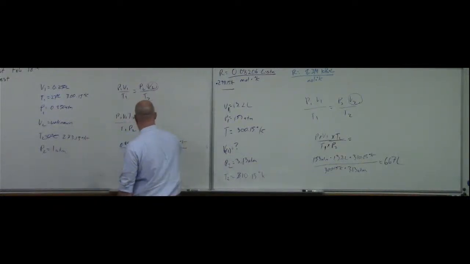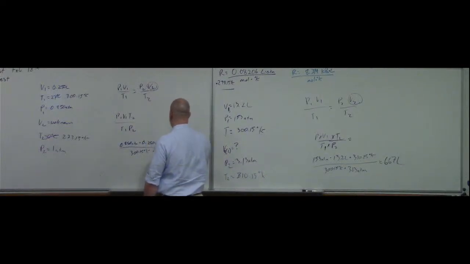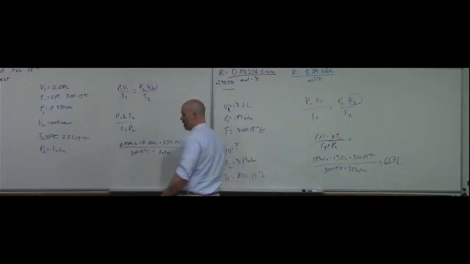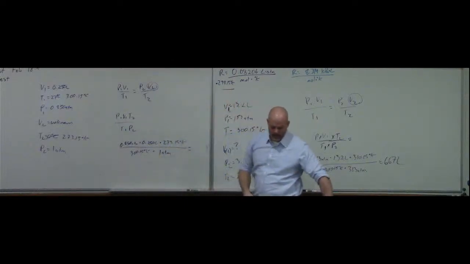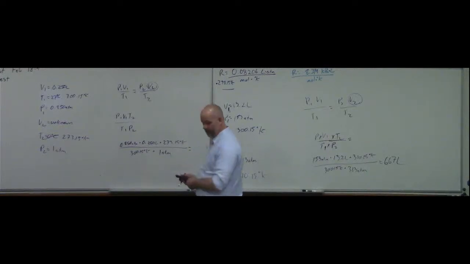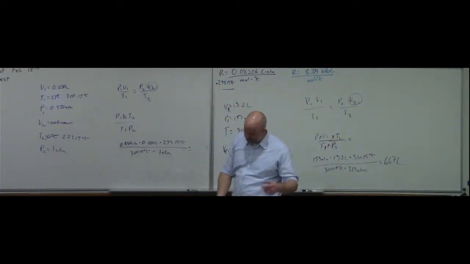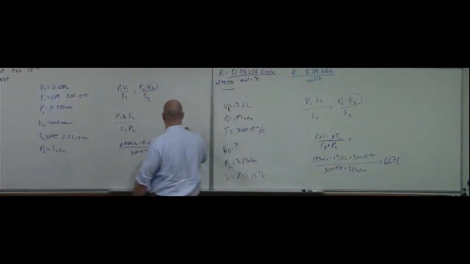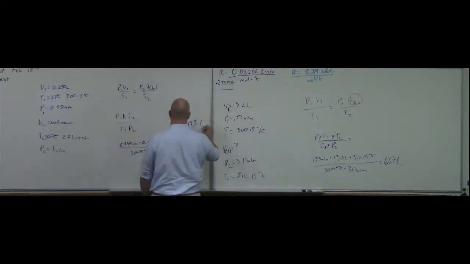Make sure everything, atmospheres will cancel, Kelvin will cancel, that leaves me with liters, which is what I want because I'm solving for volume. So I run these numbers. 0.193. That's going to be liters.